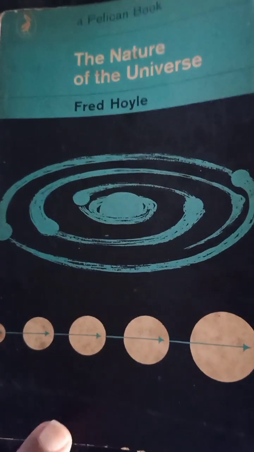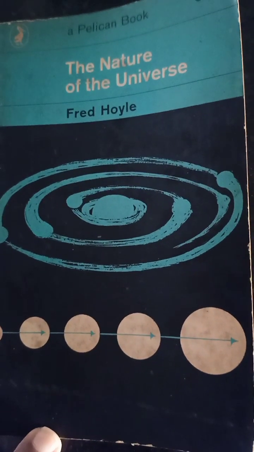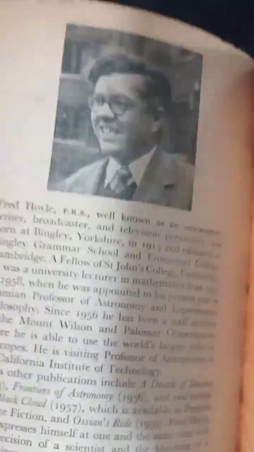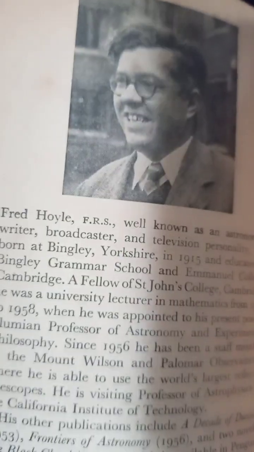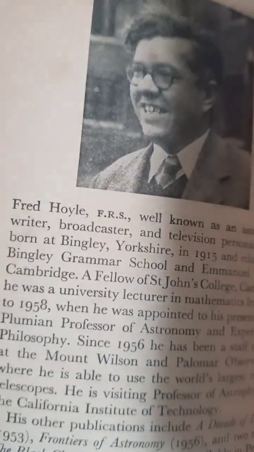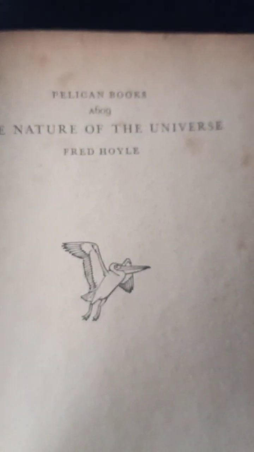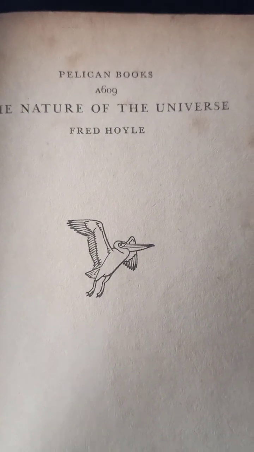Today we are going to talk about one good book on astronomy, The Nature of the Universe, written by the author Fred Hoyle. You can see on the cover page there is a photo of a galaxy, and the book is about astronomy. As I turn the page, on the left side the photo of the author is shown, Fred Hoyle, a Fellow of the Royal Society, and on the right side the name of the book, Nature of the Universe, along with a bird picture.